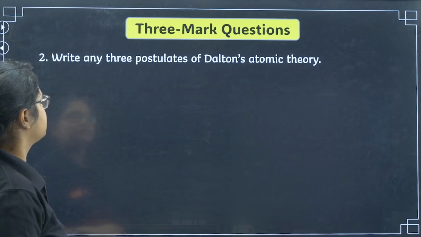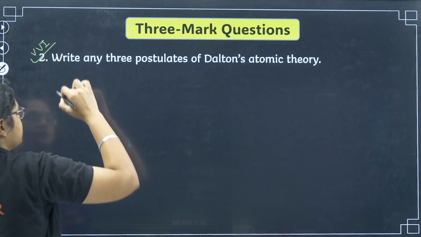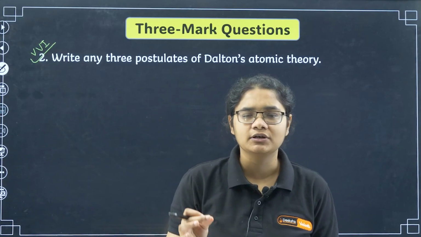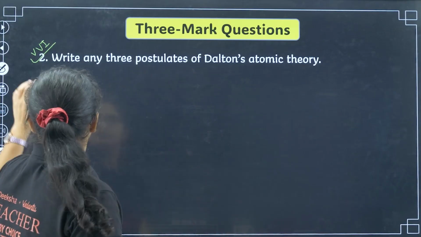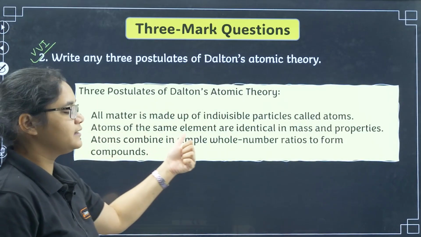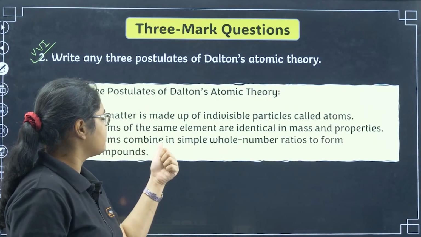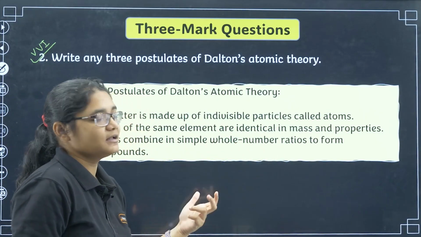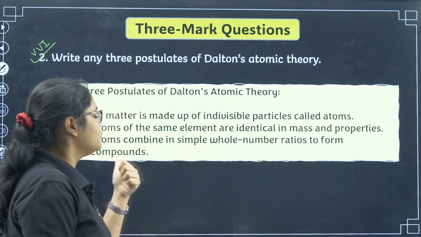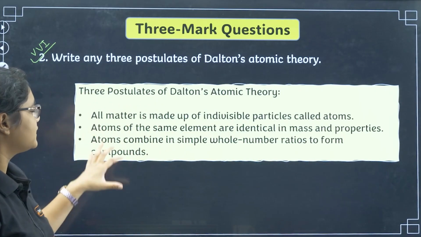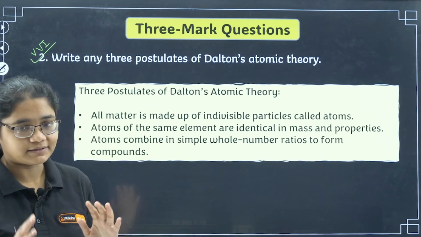Moving to the second question here, write any 3 postulates of Dalton's atomic theory. This is a very important and frequently asked question, also very easy to remember. Any 3 postulates you can remember. So I'll give you 3 postulates here. All matter is made up of indivisible particles called atoms. Second, atoms of the same element are identical in mass and properties. Third, atoms combine in simple whole number ratios to form compounds. So these are 3 postulates. There are other postulates also, you can remember those too.